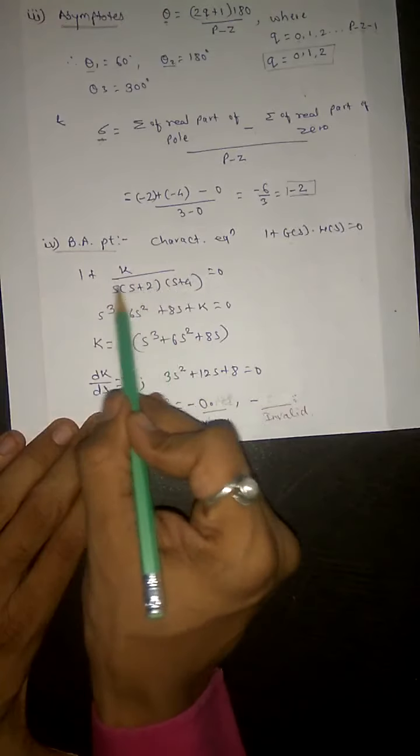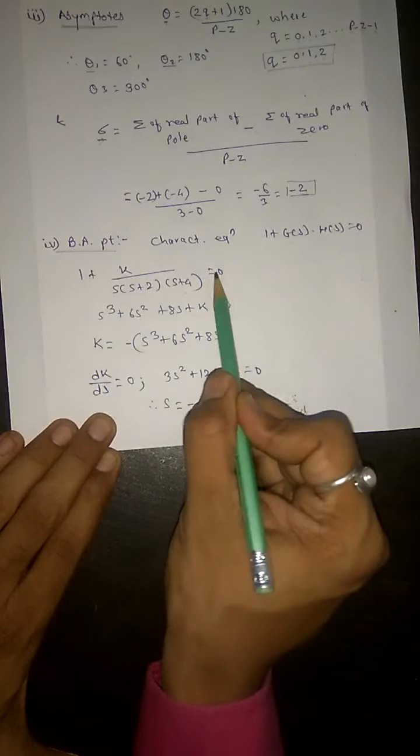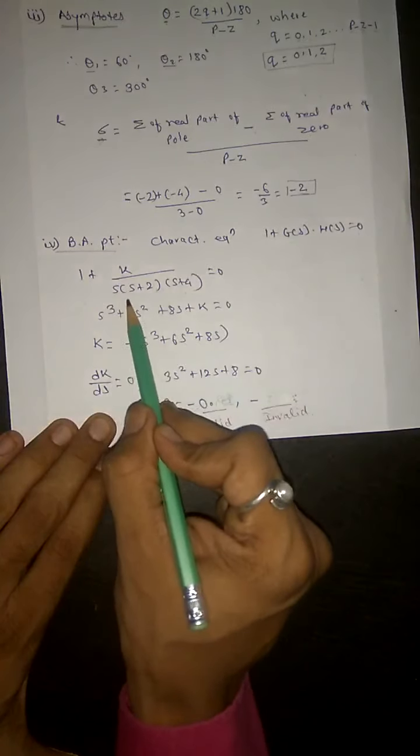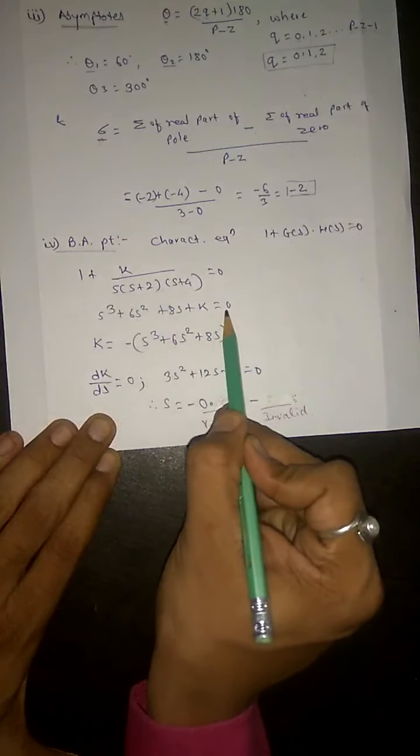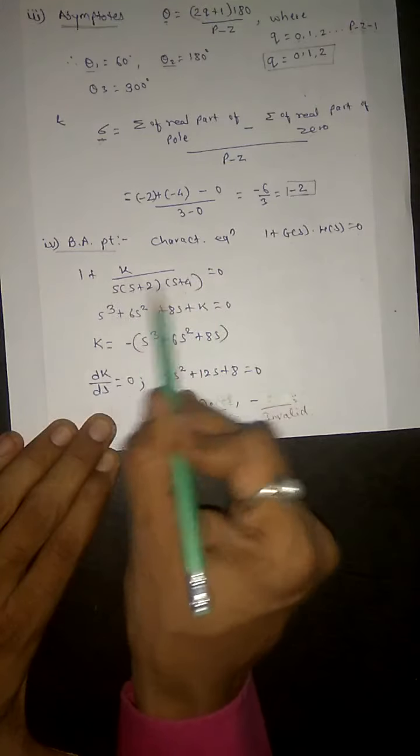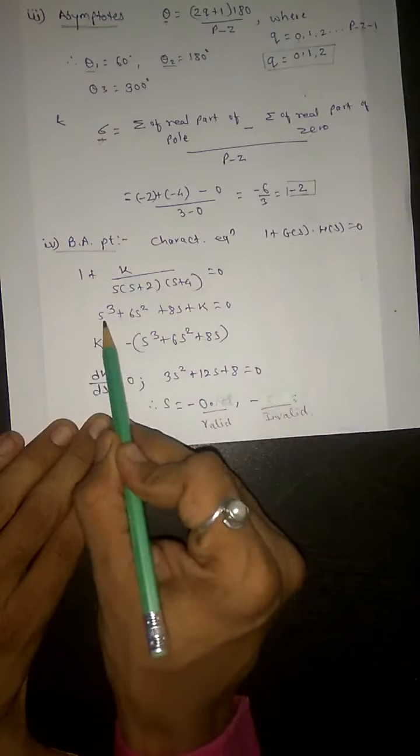Then multiply out the brackets, do the cross multiplication, and equate with 0. In this way we will get s cube plus 6s square plus 8s plus k equal to 0. Your denominator should be equal to 0. So you will get a plain equation, this one.